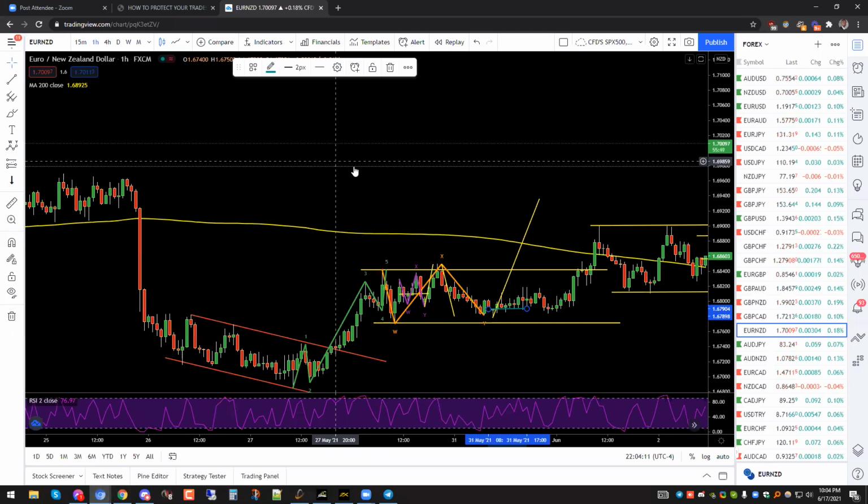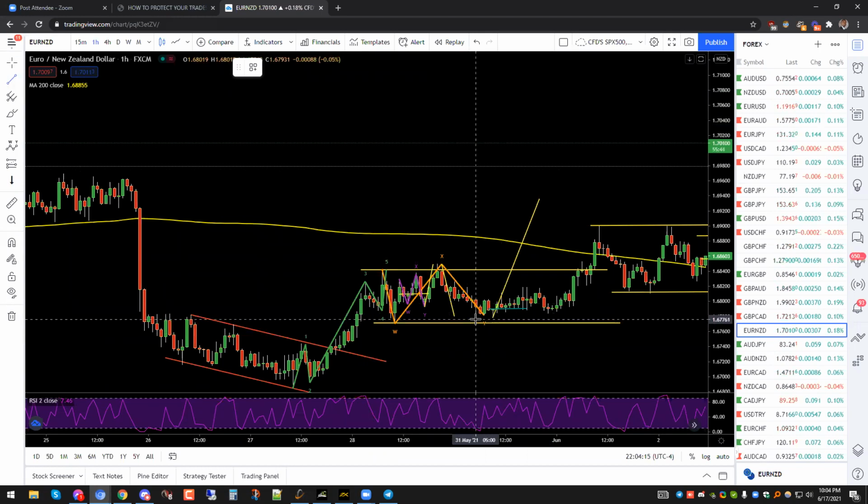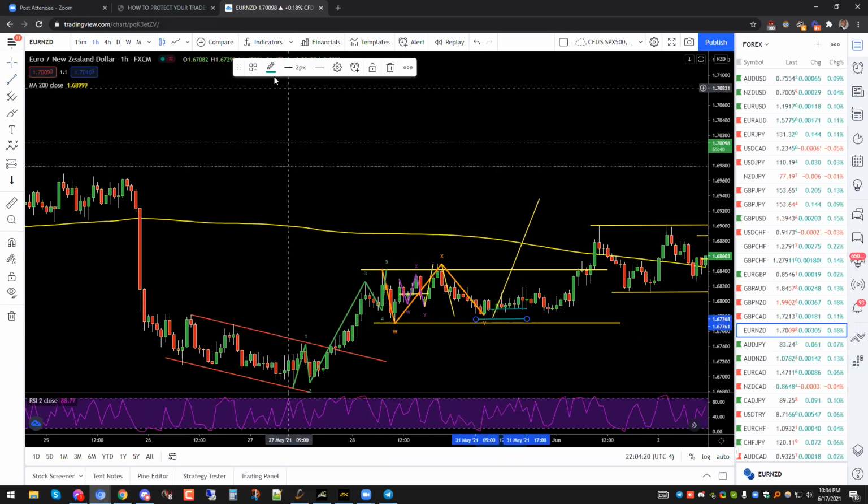Where does our stop go? Our stop goes just below, right? So just below. All right, so our stop goes there. I'll put in red.